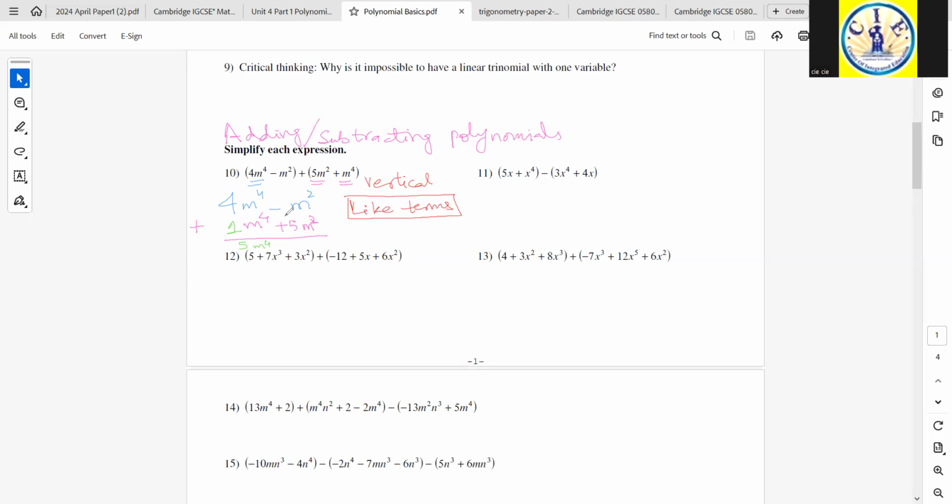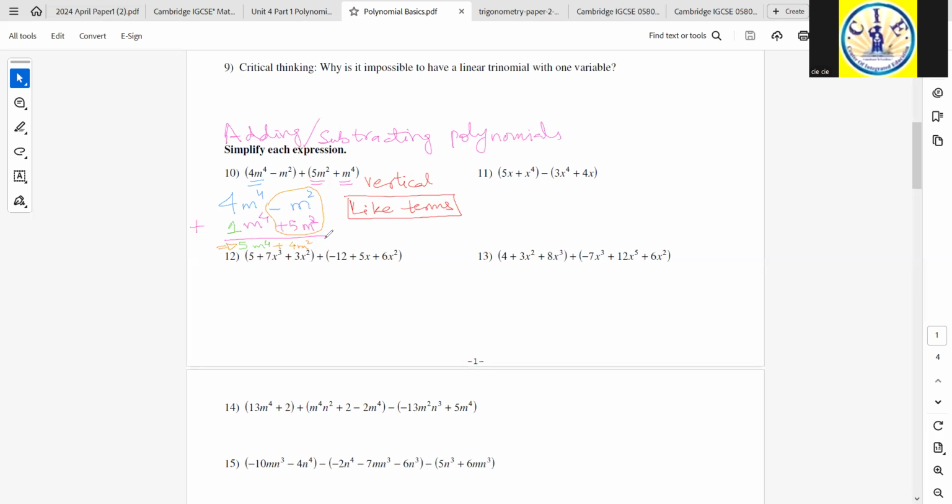Now for the second term, I need to observe that this is negative m squared plus 5m squared. So plus 5 and minus 1, that is obviously plus 4. And the variable is m squared. So the answer is 5m raised to the power 4 plus 4m squared. So this is how we do the addition using the vertical method.